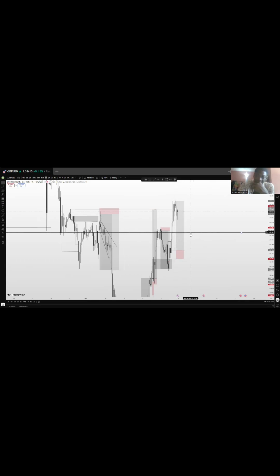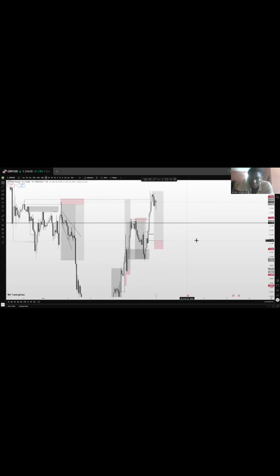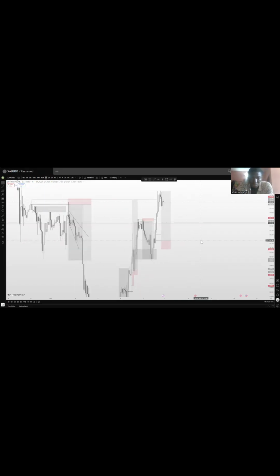That was why I put this line here. I will look for an entry at that zone, but I feel price is going to come aggressively inside. If price does something like this and gives me confirmation here, then I'll probably take the trade. But if it doesn't give me confirmation here, I will just leave it and wait for my zone. So that's how I got to trade here on gold.